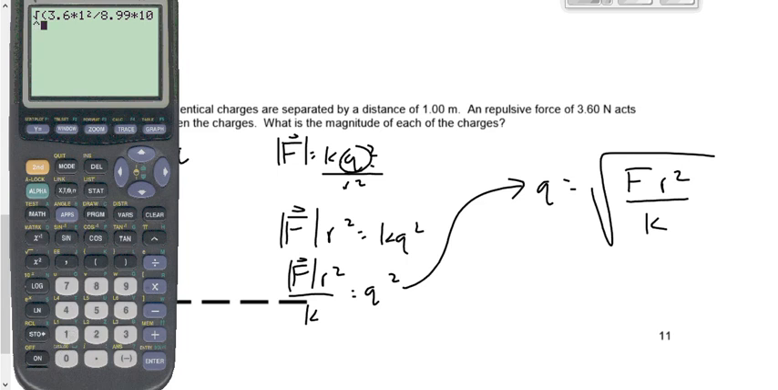Let's go square root of 3.6 newtons times the distance squared, 1 squared, divided by, let's say, 8.99 times 10 to the 9. Is that going to give you the right answer or the wrong answer? We get a value of 20011, okay, which is the wrong answer.